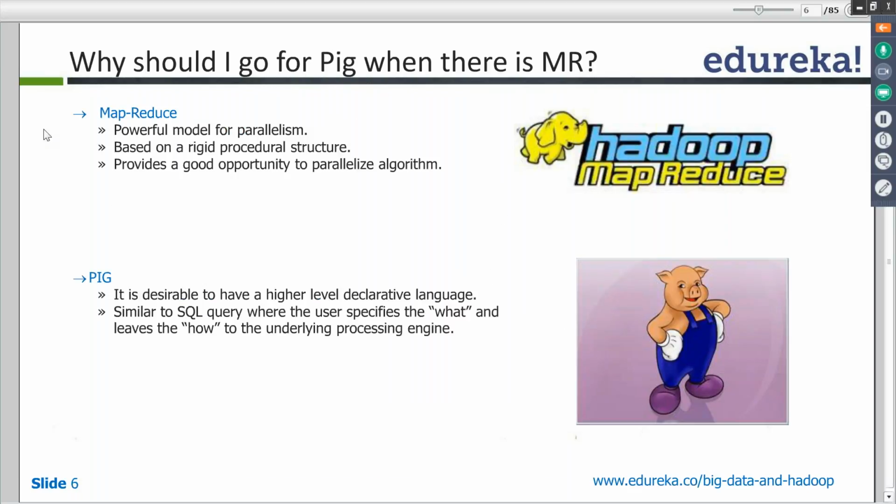Now we know what MapReduce is. It's a powerful model for parallelism based on a rigid procedural structure, which provides a good opportunity to parallelize algorithms. What Pig helps with is that it is desirable to have a higher-level declarative language, similar to SQL, where the user specifies what and leaves how to the underlying processing engine. So you just specify what to do. How to do it, Pig will take care of. That's ideally using your MapReduce.